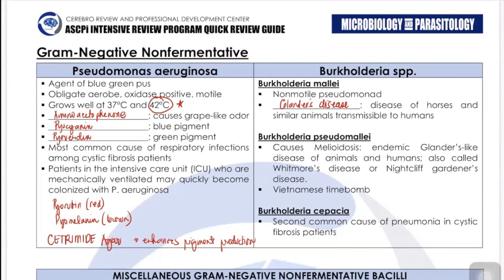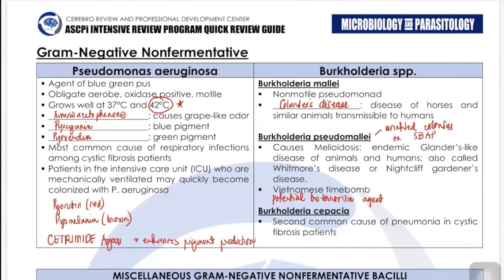Your Burkholderia pseudomallei is a potential bioterrorism agent. That's why it is called the Vietnamese time bomb, because it is a potential bioterrorism agent. Okay? Another thing that I would like you to take note about Burkholderia pseudomallei is its wrinkled colonies on sheep's blood agar plate.